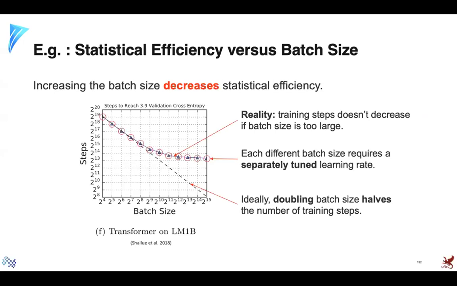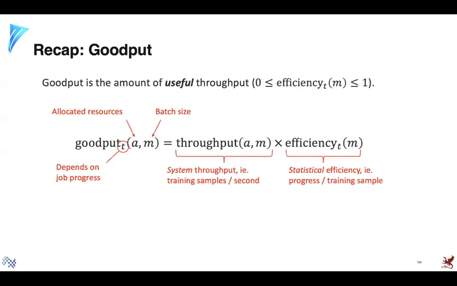And each of these different batch sizes, especially the larger batch sizes, might be very difficult to use because they also require a separately tuned learning rate to be properly utilized. So in order to automatically perform co-adaptive scheduling, we use the goodput metric, which is the combination of throughput and efficiency. By combining throughput and efficiency using multiplication, we're able to capture how the system throughput and the statistical efficiency trade off with each other.